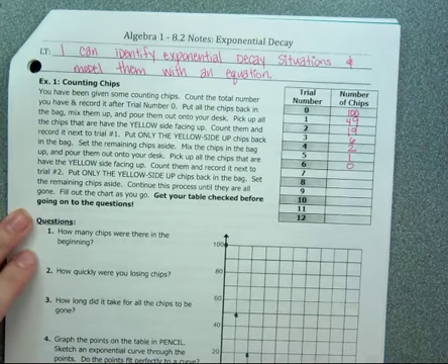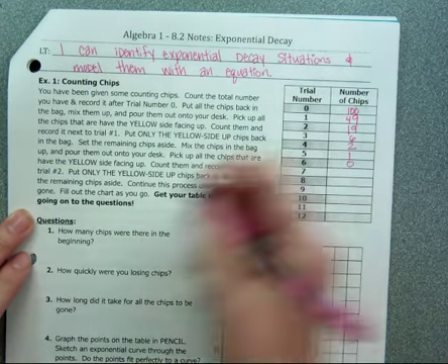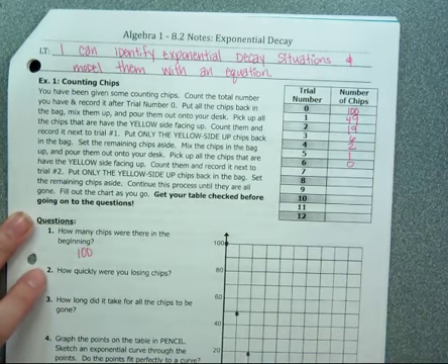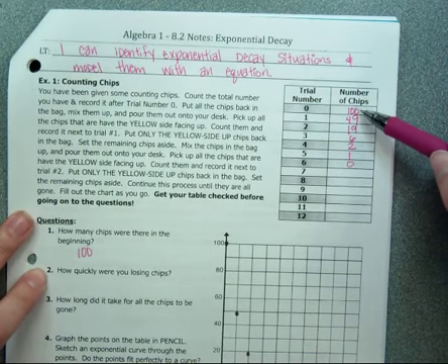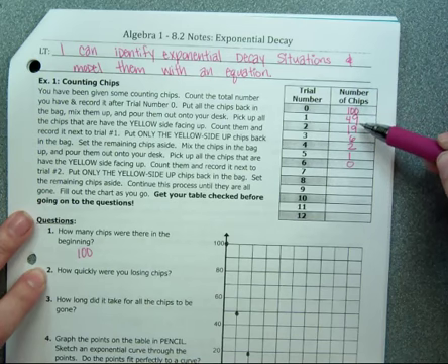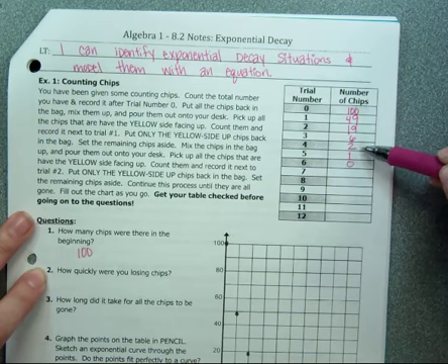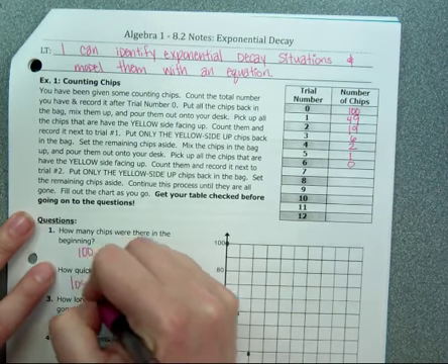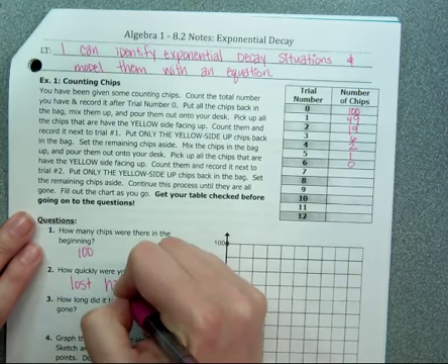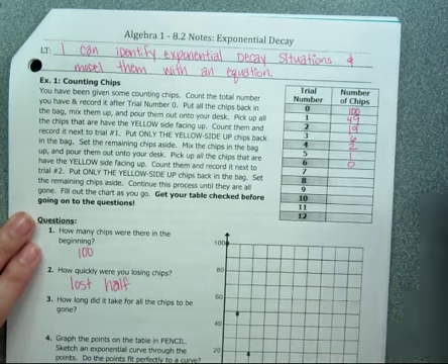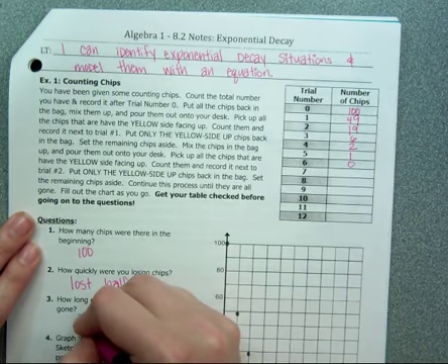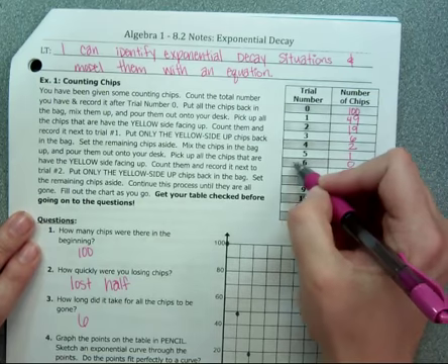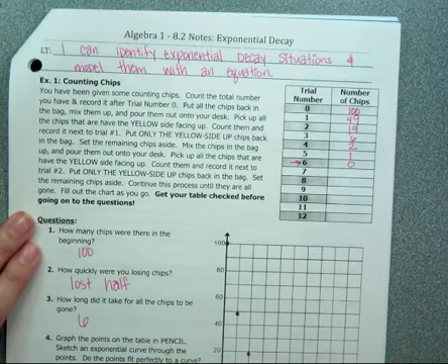So how many chips were there in the beginning? Well, you can see right here, there were 100. How quickly were we losing chips? So we went from 100 to 49. And then 49 kept going down, 2 to 1. So we lost about half. How long before all the chips were gone? 6. So you can see right here, it is trial 6, where all the chips were gone.